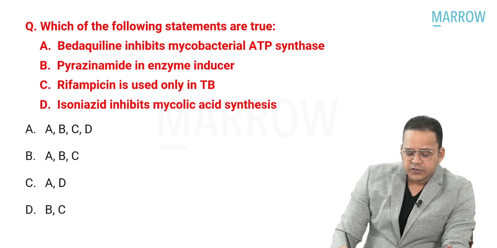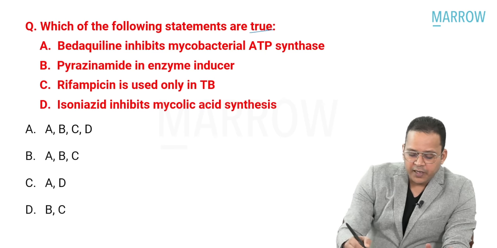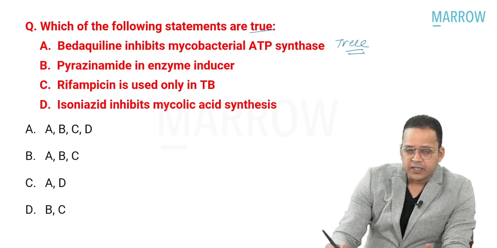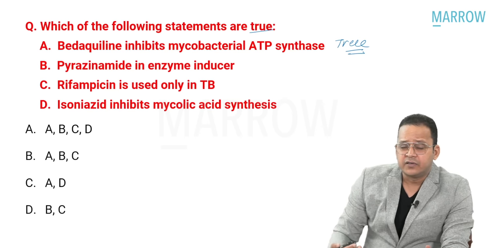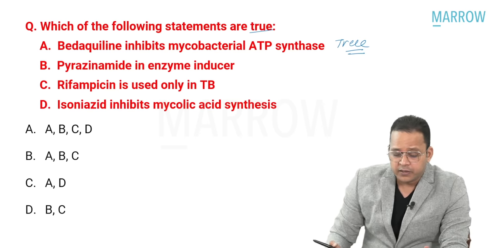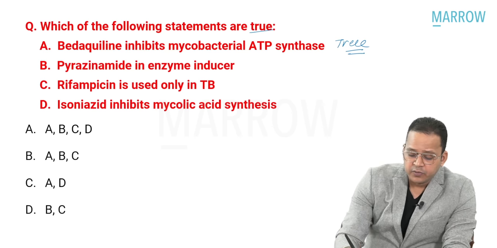Which of the following statements are true? Bedaquiline inhibits mycobacterial ATP synthesis. This is a true statement. I've told you time and again, nowadays for second line drugs, the only drugs they're going to ask you are bedaquiline, delamanid or pretomanid, right? Pyrazinamide is an enzyme inducer. False.